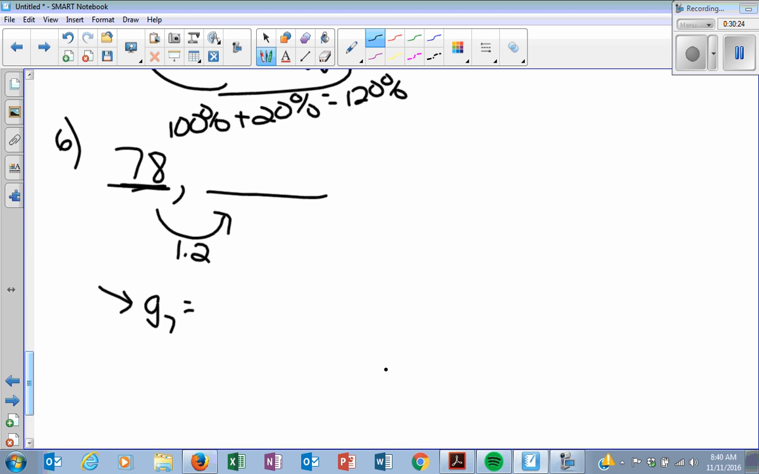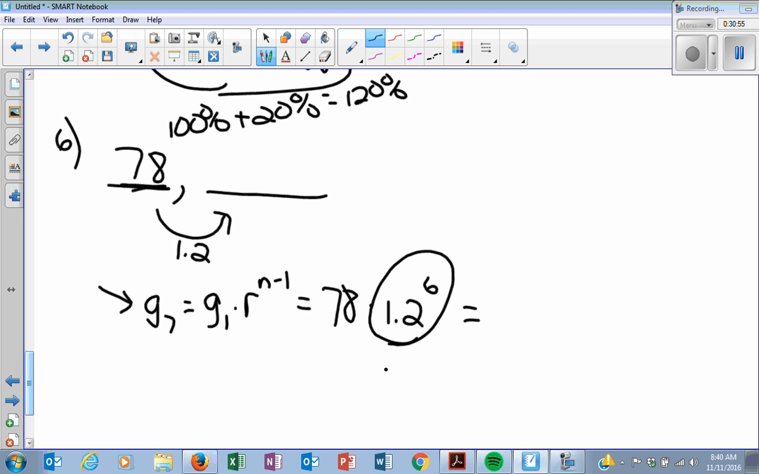So here we go. G7, I need G1 times the rate to the n minus 1, correct? So G1 was 78 times my rate of increase is 1.2, and I'm going to take it to the, is everybody okay with me writing 6th power? And I just pop in my calculator. What do I have to do first? I have to do 1.2 to the 6th power, so 1.2 xy 6.